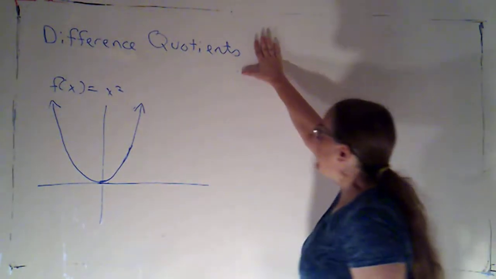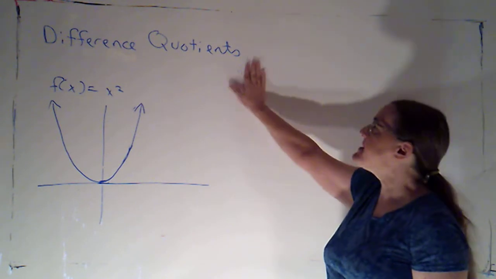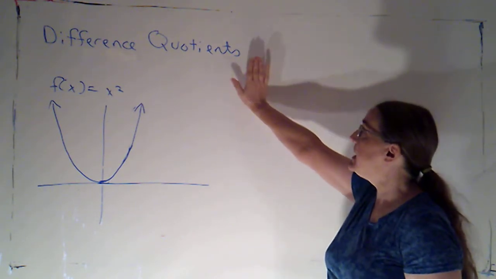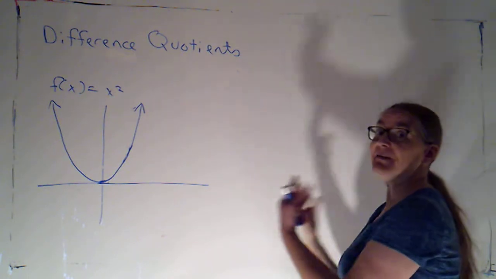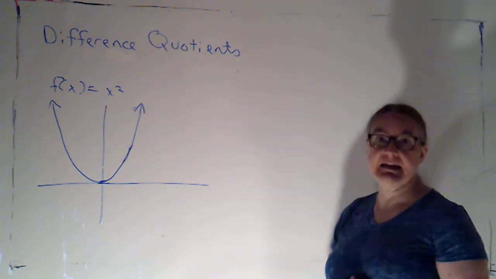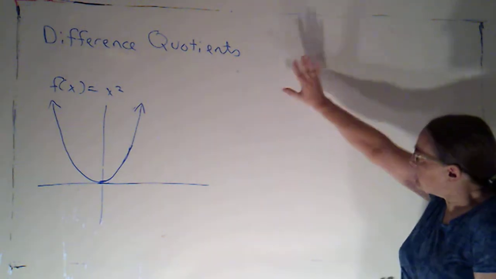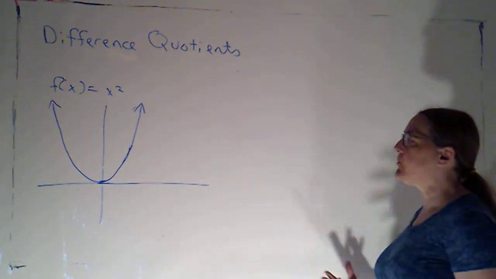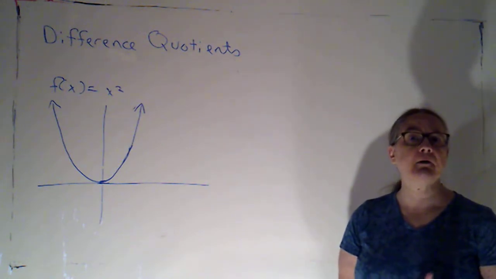There's one last topic in section 1.8, and that's difference quotients. This is something that's going to be incredibly important in calculus because it deals with how we're going to be studying functions in calculus. So there's a rather complicated formula for the difference quotient. Rather than just putting it up on the board, I want to sort of talk through where it comes from.